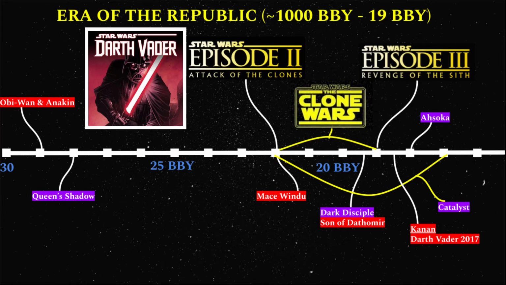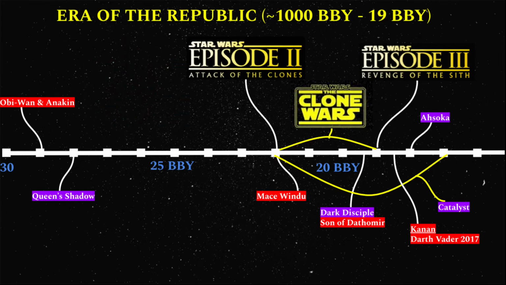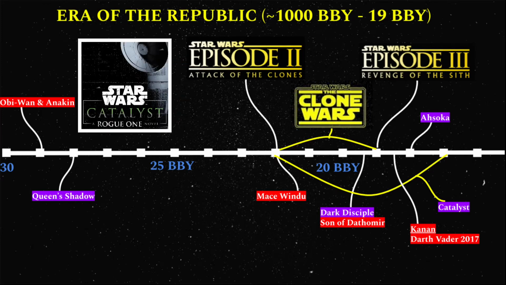The first of the final 2 stories that I will be covering in today's video is Catalyst, a Rogue One novel written by James Luceno. It takes place around 22 BBY all the way through 17 BBY, and then leads into the beginning of Rogue One, starring Galen Erso and his family secretly building the Death Star without knowing it.